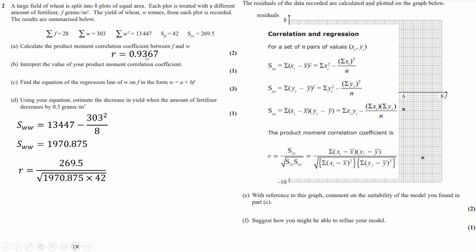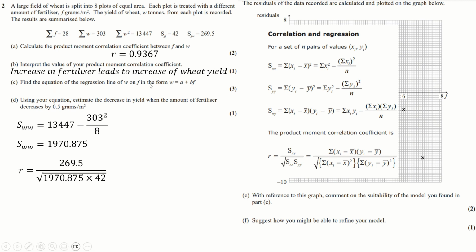That's quite a strong linear correlation, although you have to put this into context. So rule of thumb, always just write context. That's because sometimes you don't have to, but you'll get the mark anyway. And sometimes you do have to, and if you don't, you won't get a mark. So just write context every single time.